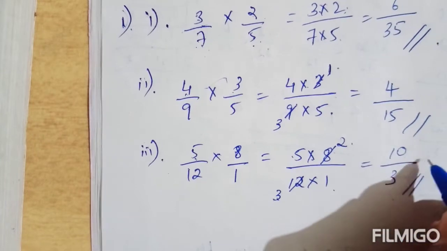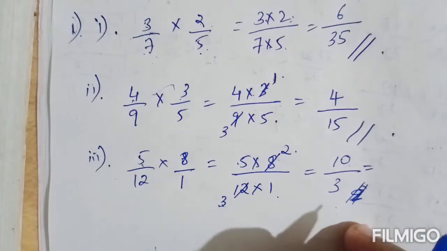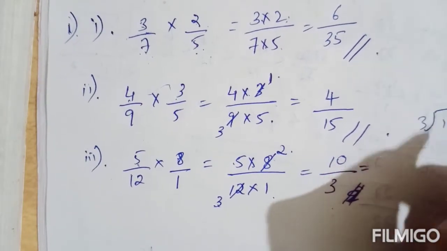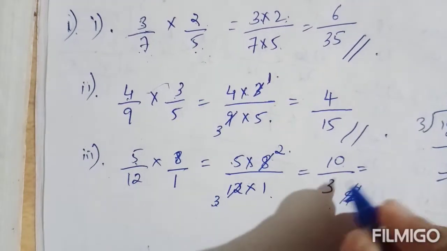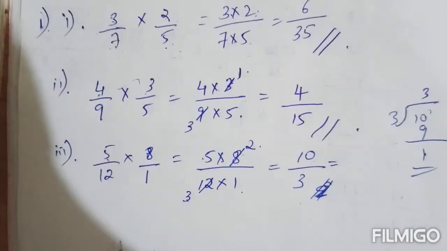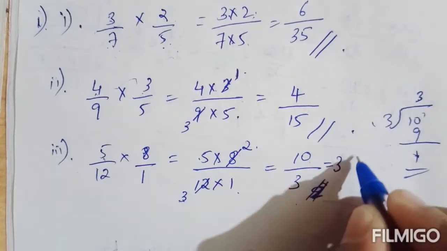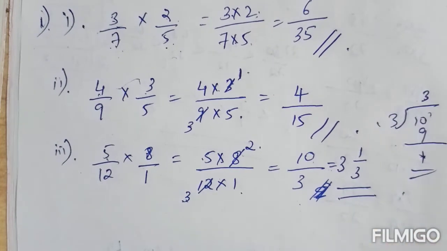10 by 3. We can convert this to a mixed fraction. This is an improper fraction. So 10 on dividing by 3, you will get quotient 3 and remainder 1. So on converting this to a mixed fraction, first write the quotient, that is 3. Then remainder by divisor, 1 by 3. 3, 1 by 3. Okay.